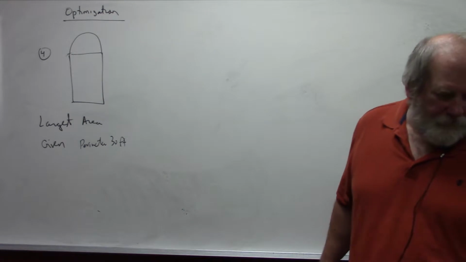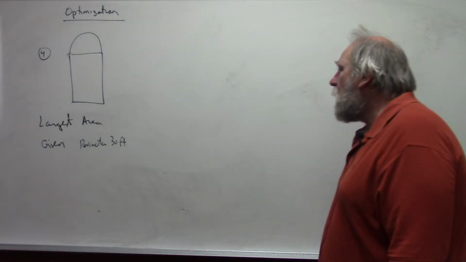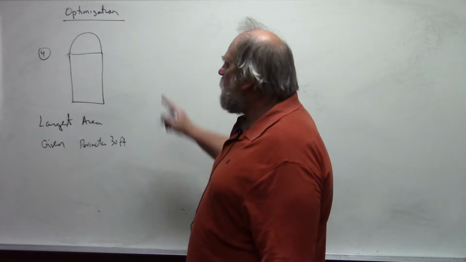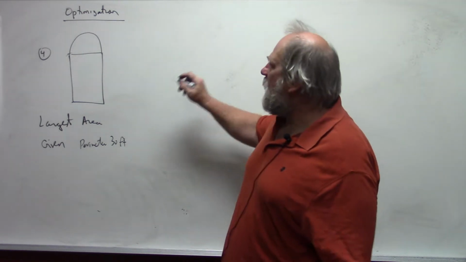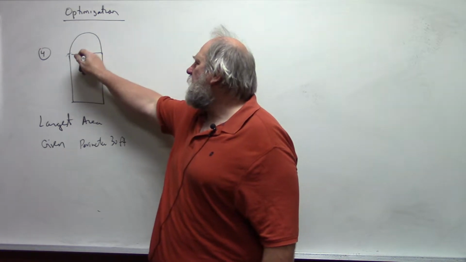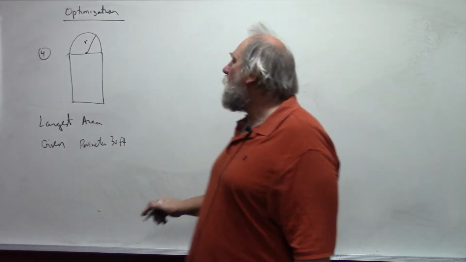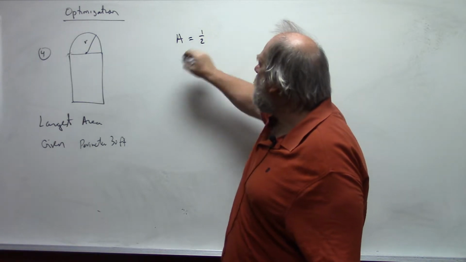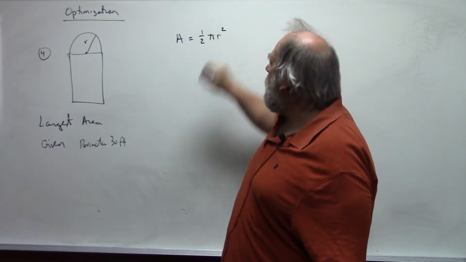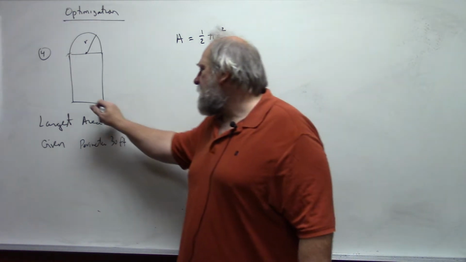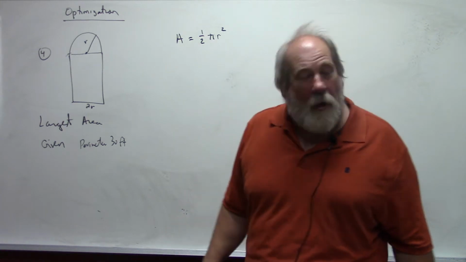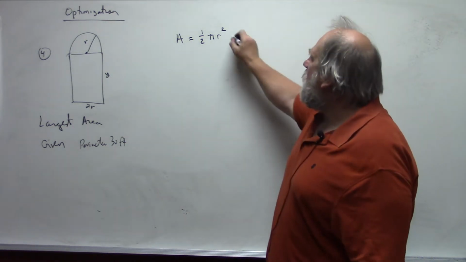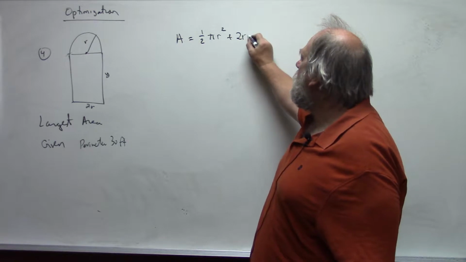Okay? So, make sure I have my units correct. If I want to find the largest area, first I need a formula for the area, and we'll deal with the semicircle first. If I call this r, then the area of a circle is pi r squared, which means that the area of the semicircle is 1/2 pi r squared. Notice if that is r, then that makes the base of the rectangle 2r. I do not need a variable for that. I do need a variable for the length of the rectangle, and so the area of the rectangle part is 2ry.